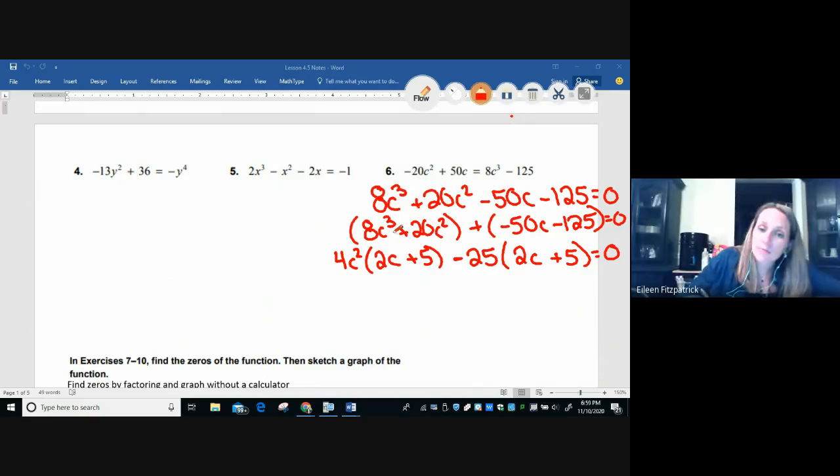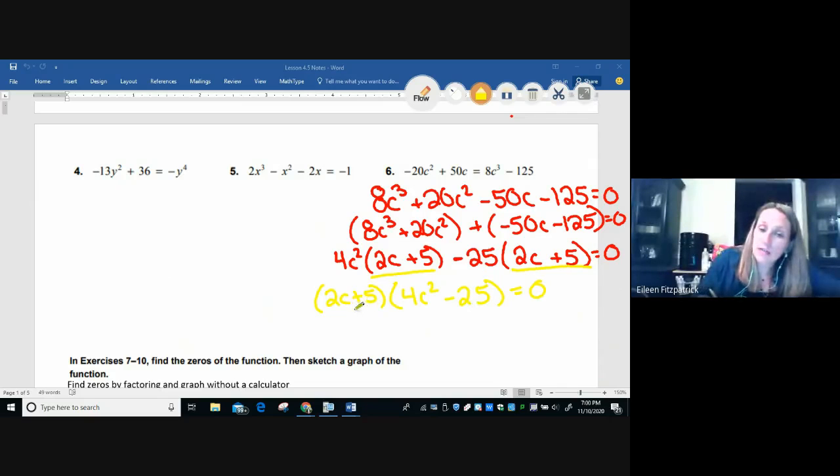Just like for the last problem, at this step, I'm looking for a common binomial factor. My GCF is now the 2c plus 5 because that's what they have in common. So the GCF is a 2c plus 5. What's left when you pull that out? Well, from this term, I'm left with a 4c squared. And from this term, when I pull out the GCF, I'm left with a negative 25.